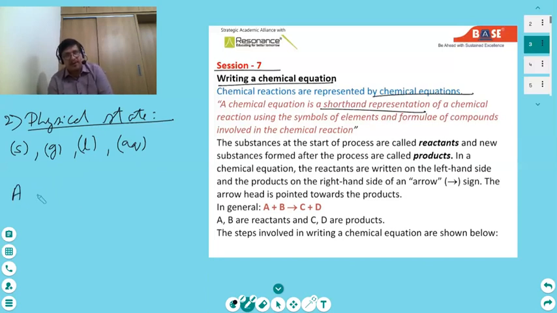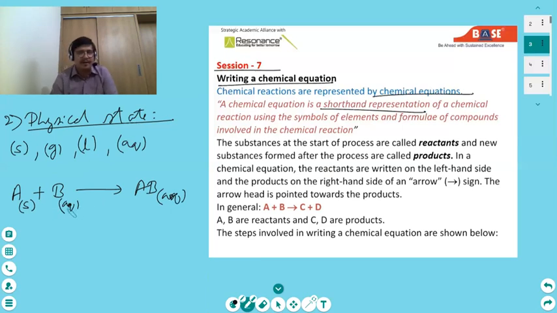For example, if I have a reaction like A plus B giving me AB. Suppose this is solid, so I will write it as solid. Suppose this is aqueous, I write it as aqueous. And suppose it is aqueous, I write it as aqueous again. If it was gas, I will write gas. And if it is liquid, I will write liquid. So the physical states are written on the bottom right-hand side. With experience and with our classes, you will get to know which reaction is in which state. I'm not going much in depth here.